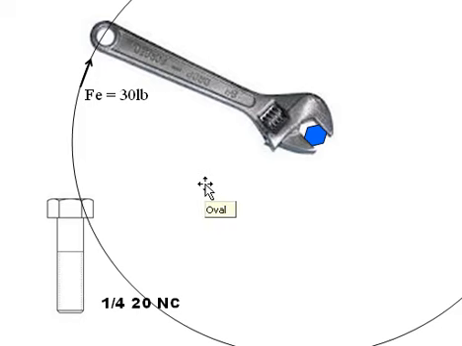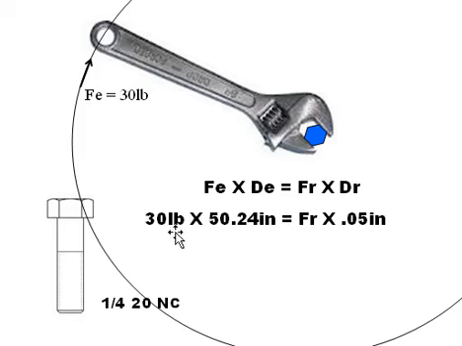We know D of E, D of R, and F of E, so we can go back to our old standard of F of E times D of E equals F of R times D of R and calculate the force resistance, not the mechanical advantage, in this equation. So we're going to set up the equation F of E times D of E equals F of R times D of R. And we're going to find that 30 pounds times 50.24 inches will be equal to F of R times 0.05 inches.